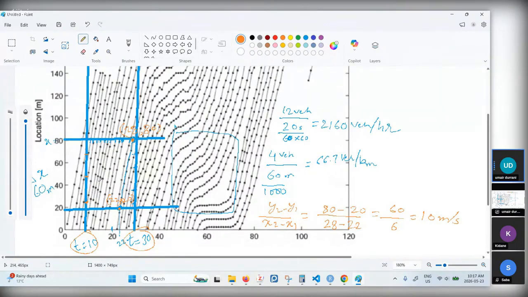You can see, for example, there is this clear gap between these trajectories, which means that there was no vehicle that entered here, which also means that the number of vehicles that leave at t equal to 30 seconds can be different than the number of vehicles who enter at t equal to 10 seconds. So it depends on what their speed was and what was the traffic flow at the time.